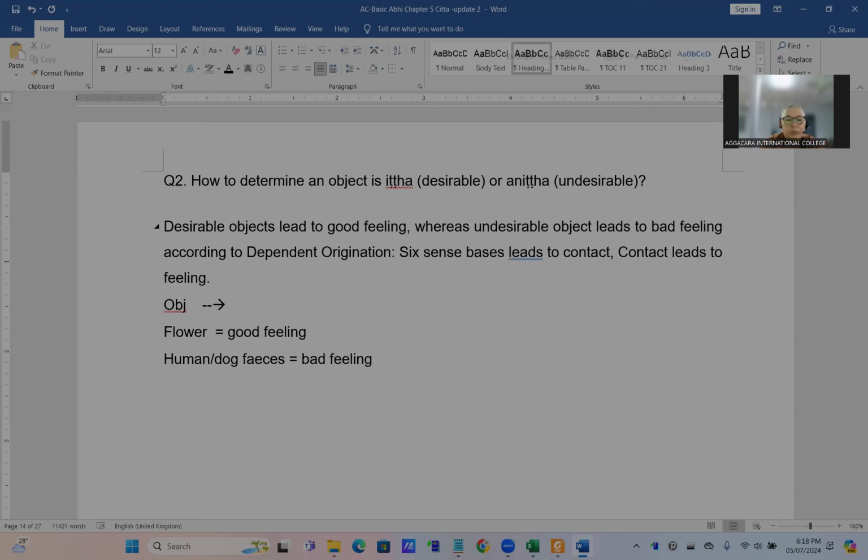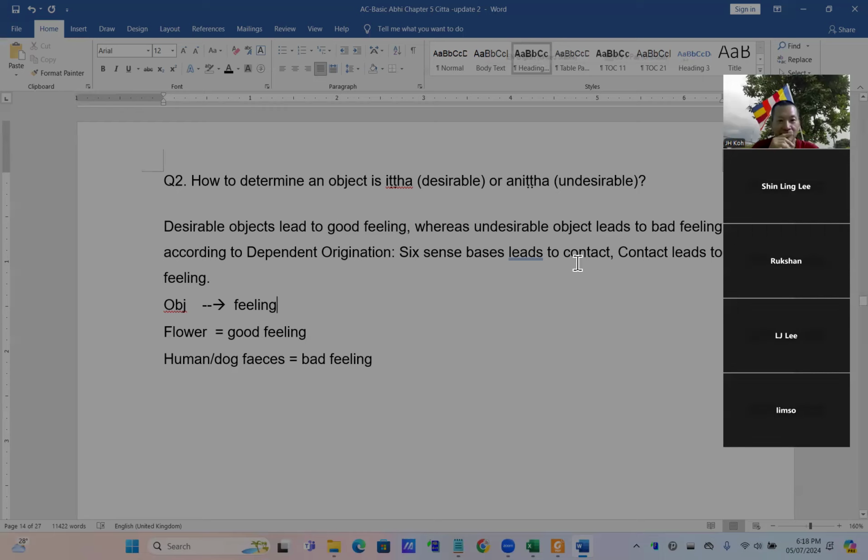We cannot note the object, but we can note our feeling. Our feeling is very obvious. That's why, under the 5 aggregates, feeling is taken. Feeling and perception are taken out from the 52 cetasikas, because feelings are very obvious.